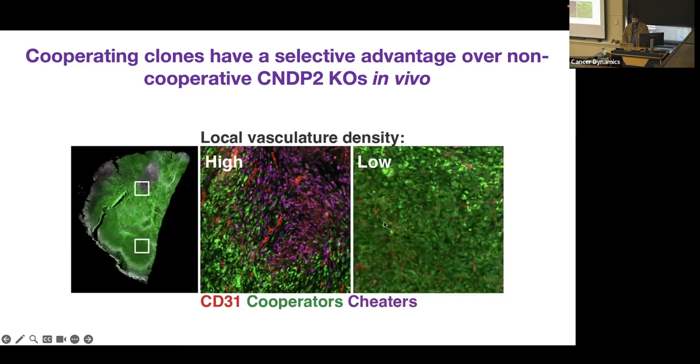And when you look at the tumor section, you see this section here, this should be 50-50. That's what we injected at the beginning. There's mostly wild type cells. There's a few pockets of knockouts. And it does seem that the knockouts are actually localized in regions with high nutrients.